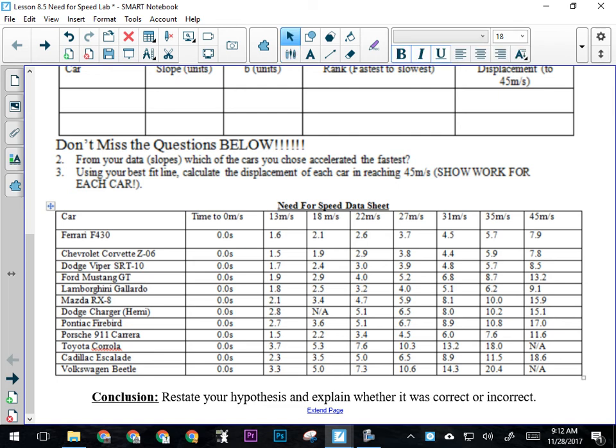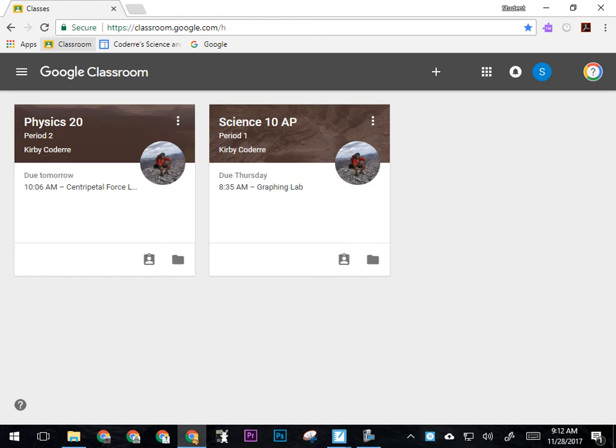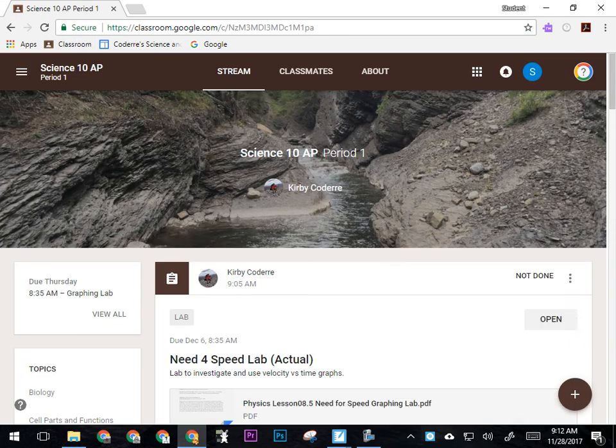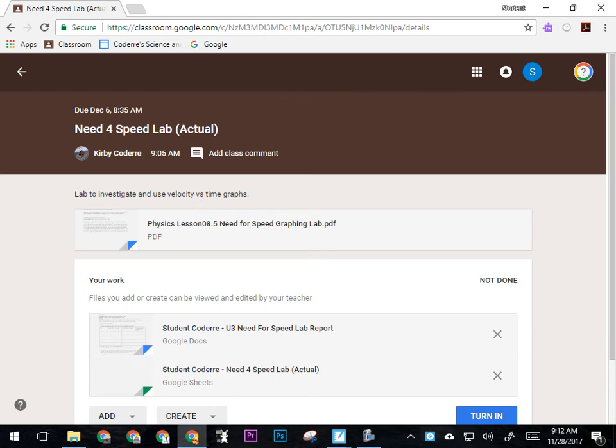So what you're going to do to start out here in Google Classroom, when you go back to your assignment, you're going to have to add a file. If we open this, it says here, this is your work, right? Well, you're going to need to create a Google Sheet. No, just one Google Sheet. You can make 5 sheets in that file. So we click on Sheets, and it'll generate a whole new file with exactly the same name, Student Code Error, Need for Speed Lab, Actual. So it's the same name as the assignment.